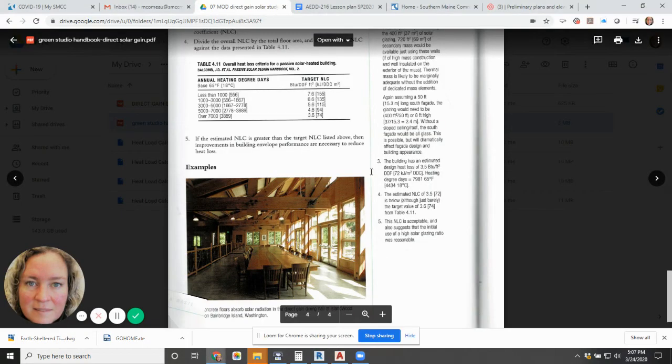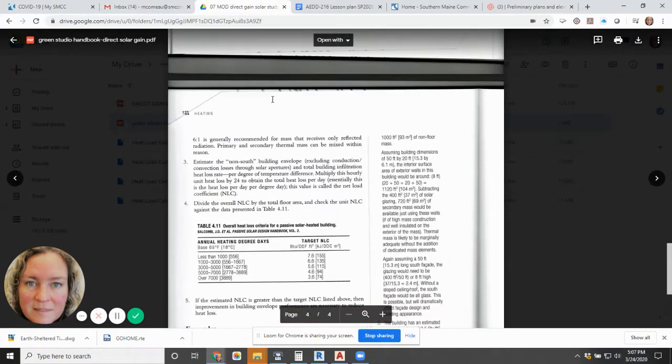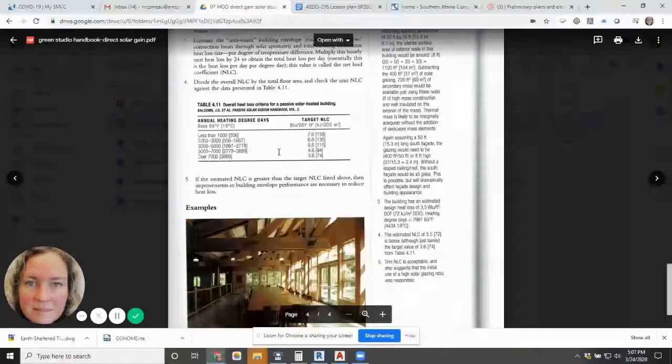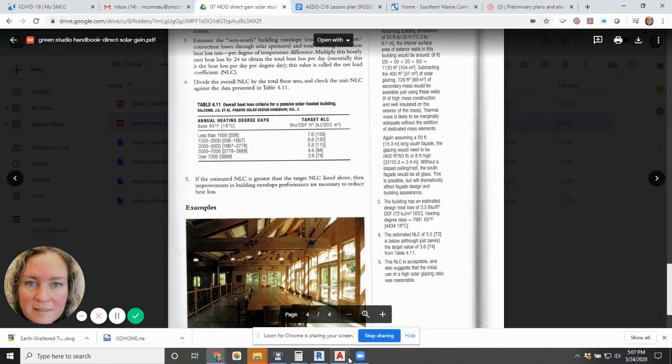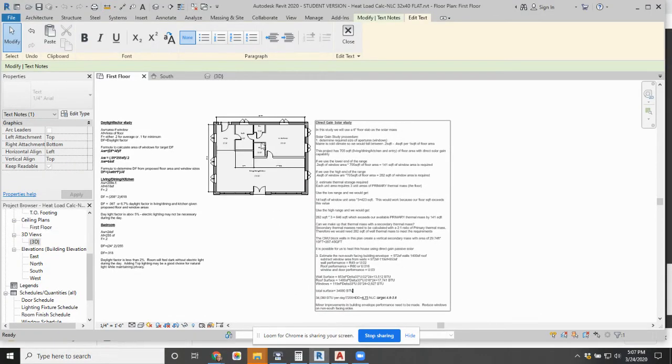That came also from your book. On page 134, it looks like, you have an annual heating degree days and target net load coefficient. And we're in this area right here, so we're looking at 4.6 to 3.6. That's why I put that range in there. And we are just above that at 4.73, which is pretty darn good. So the way that this house has been designed so far has a potential to be successful with solar heating.